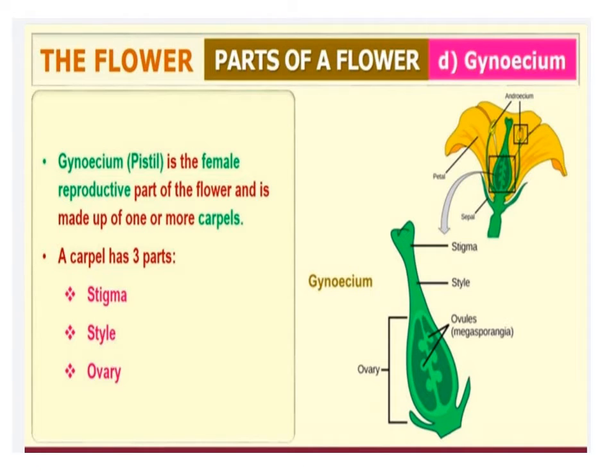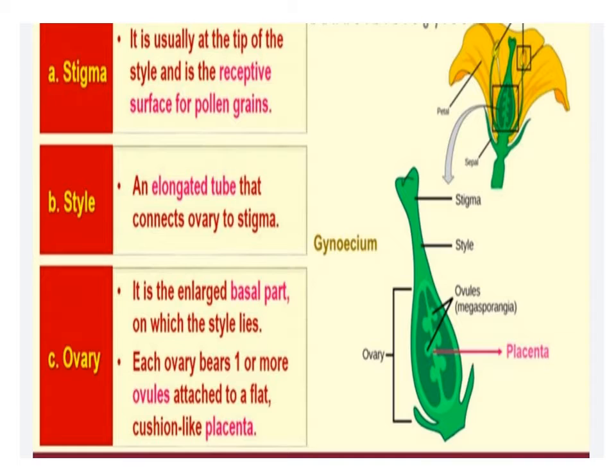Gynoecium. Gynoecium is the female reproductive part of the flower and consists of one or more carpels. Each carpel consists of three parts: stigma, style, and ovary. Stigma is usually at the tip of the style and is the receptive surface for the pollen grain. Style is an elongated tube that connects the ovary to the stigma. Ovary is the enlarged basal part on which the style lies. Each ovary bears one or more ovules attached to a flat, cushion-like placenta.